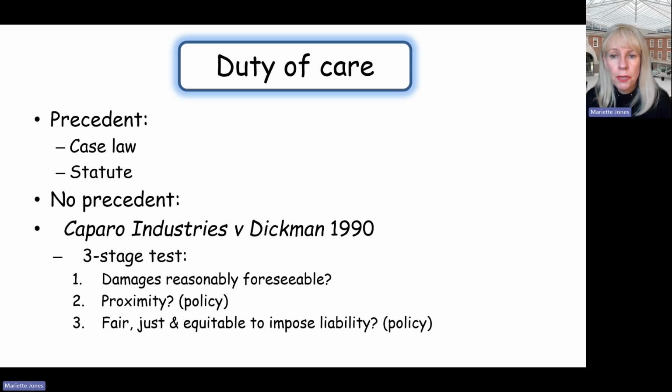They do this by following the three-stage test set out in the case of Caparo Industries versus Dickman. The court asks, 1. Was the damage reasonably foreseeable? 2. Was there a relationship of proximity between the defendant and the claimant? 3. Is it fair, just, and reasonable in all of the circumstances to impose a new duty of care? If the answer to all three of these questions is yes, the court recognizes a new duty of care category.